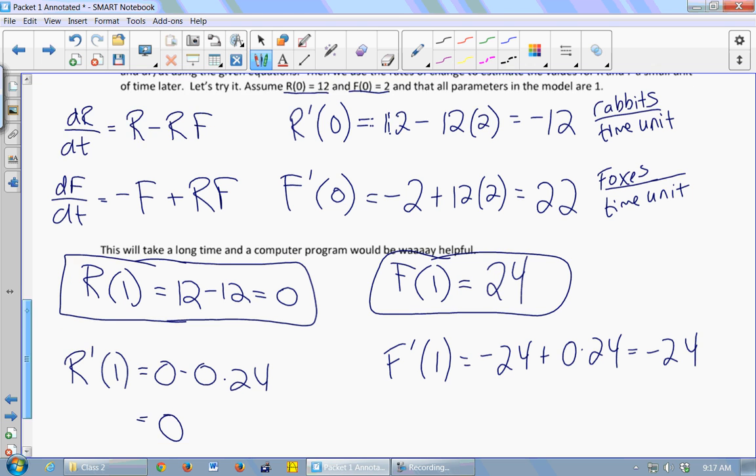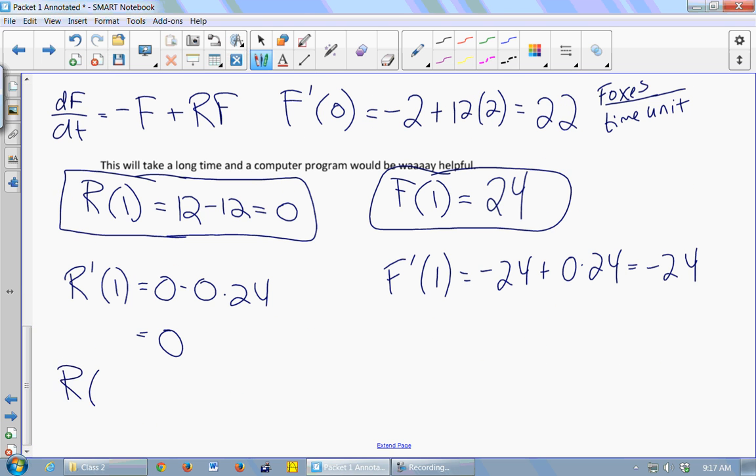So now that I know R prime and F prime at 1, I can predict R of 2, right? Well, at 1, I had 0 rabbits. My rate of change is 0, so I still have 0 rabbits. And my fox population at 2 units of time, well, I started with 24 foxes. The rate of change for the fox population is now declining at 24 foxes per unit of time. So how many foxes do I have 1 unit of time later? 0. So both populations died out. So if you put 12 rabbits and 2 foxes on an island, this model predicts that both will become extinct within 2 units of time.